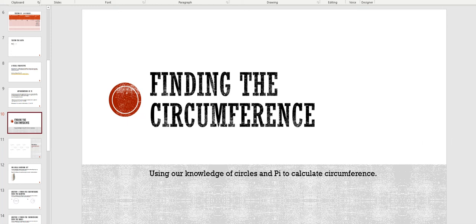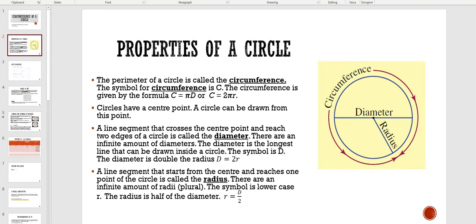Hi, this session is on finding the circumference. So using our knowledge of circles and pi to calculate the circumference of circles and other shapes. Now before we start these questions, it's important that you understand what circumference is and of course the diameter and radius. So please write these down if you have missed out on a previous lesson.